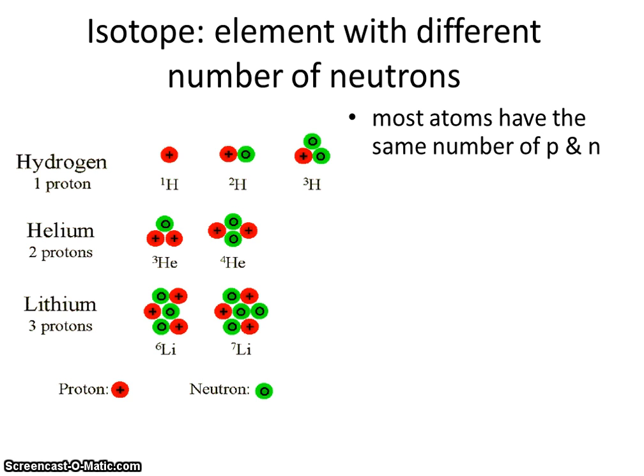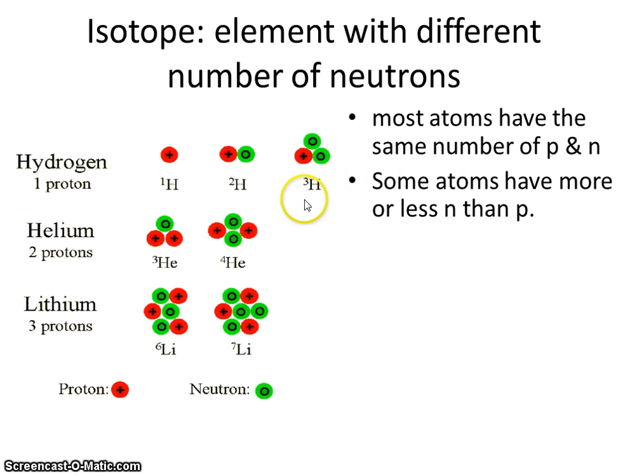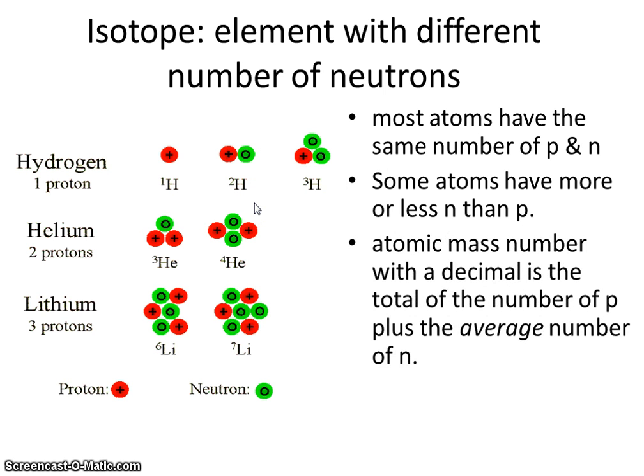So again, most atoms are going to have the same number of protons and neutrons. I know we talked about that in an earlier presentation. But some are going to have fewer neutrons than they have protons. And some are going to have a variety of numbers of neutrons, as we have in these examples right here. When we figure out the atomic mass number, which is also called an AMU, the atomic mass unit, when we see it has a decimal point, that tells us we have an element that has more than one isotope.